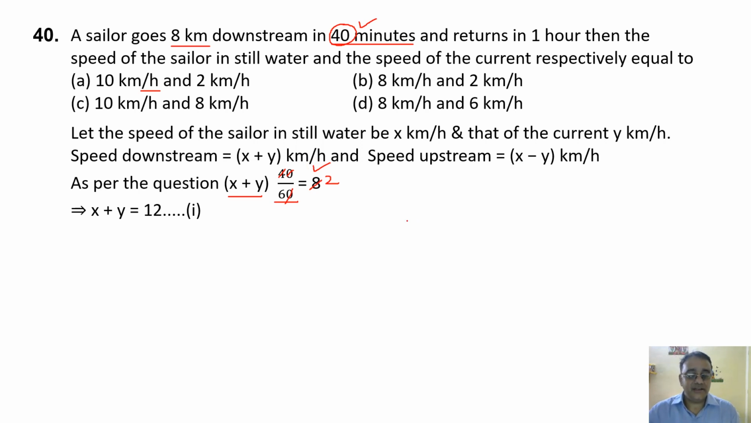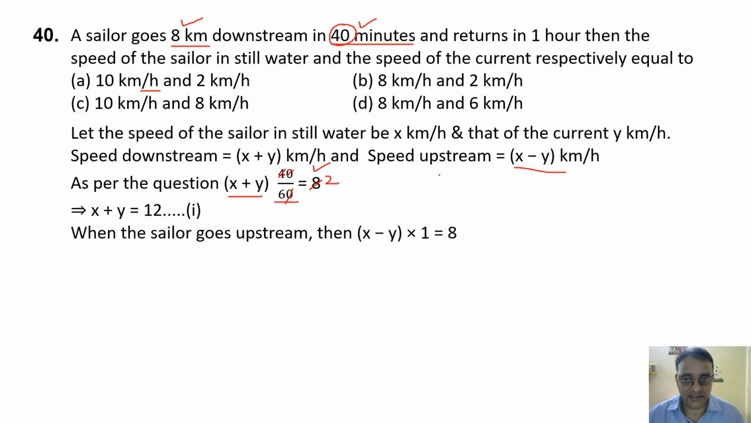Okay, fine. Now the next one is given 1 hour return. Return के लिए 1 hour. So return में speed क्या है उसका? X minus y upstream. And the distance will be same only 8 kilometer. So we'll get x minus y into 1 is equals to 8. This is clear? Yes, sir. So x minus y is equals to 8 is the second equation.